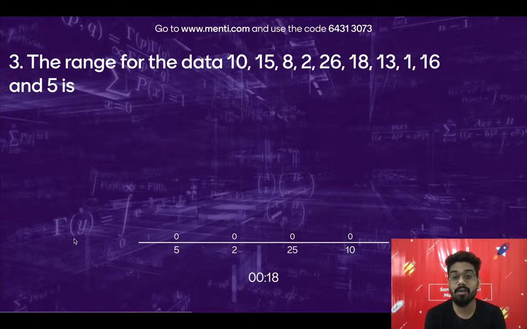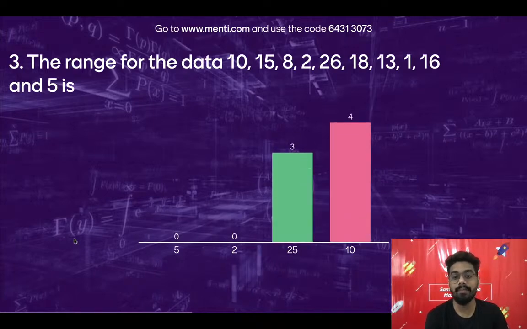Range is the difference of the maximum value and the minimum value. This is the hint for you. Difference in the maximum value and the minimum value. This is the meaning of the range.